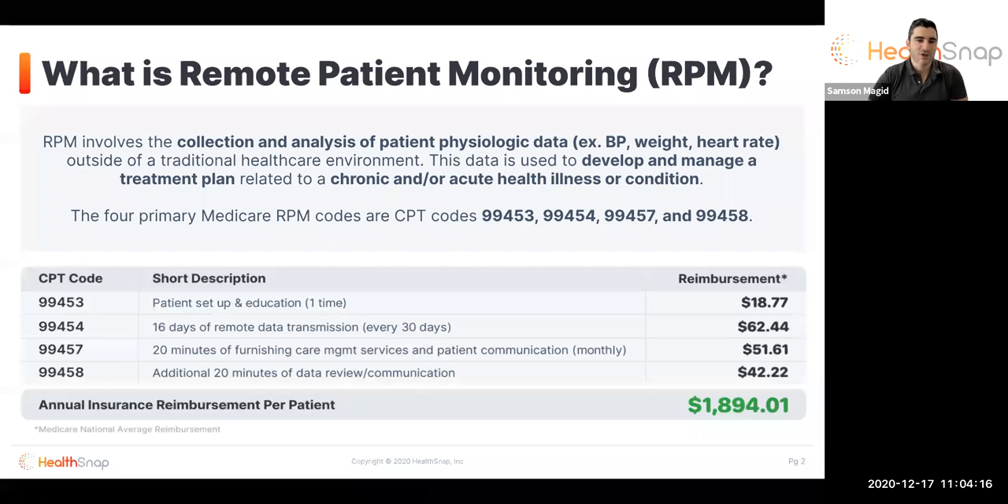The next is the care management codes, 99457 and 99458. 99457 is the first 20 minutes of furnishing care management services and interactive patient communication. And then 99458 is each additional 20 minutes of data review or communication with that patient. And those are billed in units of additional 20 minutes for the 58 code. So let's jump right into it and actually break down the changes for these 4 codes and the actual facilitation of a remote patient monitoring program.